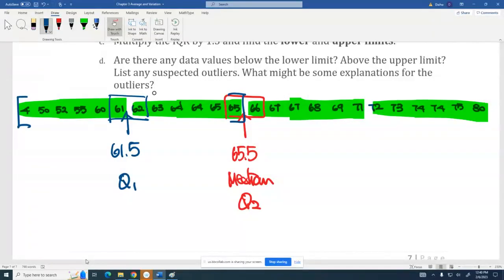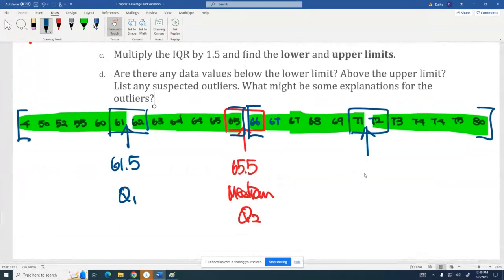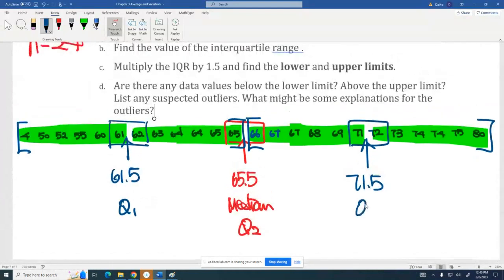And how about the upper right, from 66 up to 80, how many? Another 12. Take these two in the middle. It's 71.5. That is Q3.